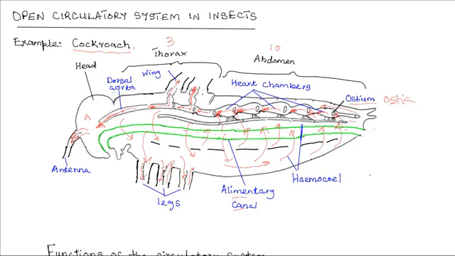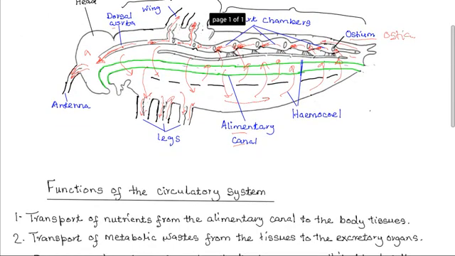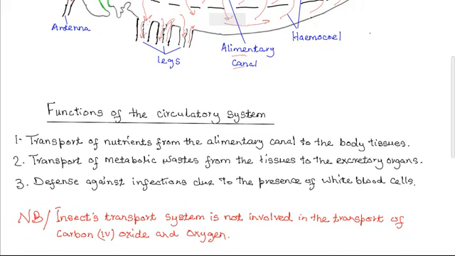Now, the circulatory system in the cockroach and arthropods in general has three specific functions. One is the transport of nutrients from the alimentary canal to the body tissues. Also, the transport of metabolic wastes from the tissues to the excretory organs. And third, it provides defense against infections, protects the body against pathogens that may invade the body. This is brought about by the presence of white blood cells.